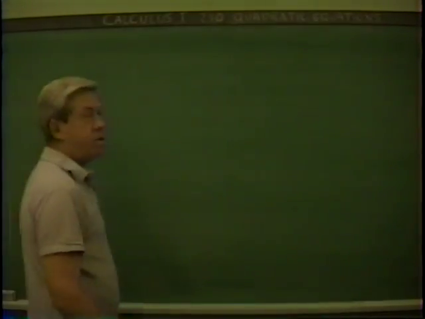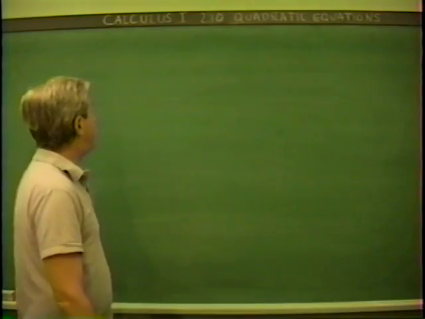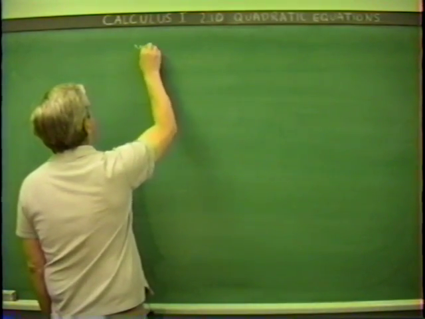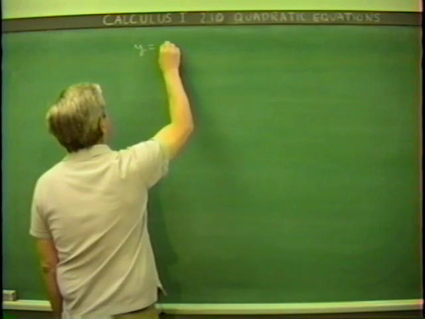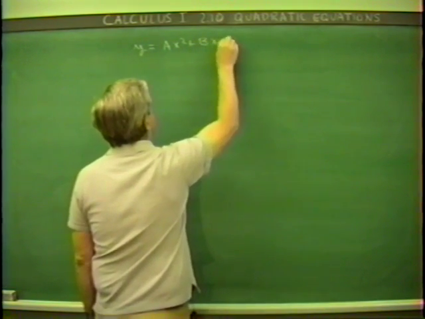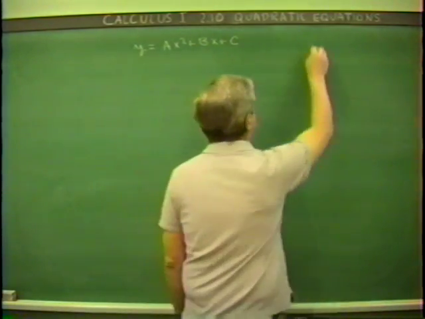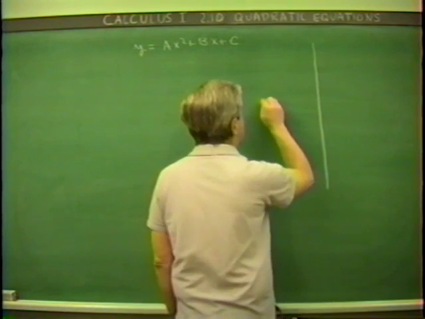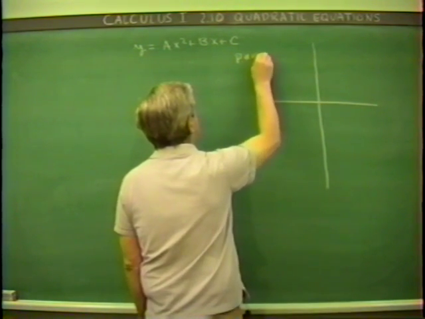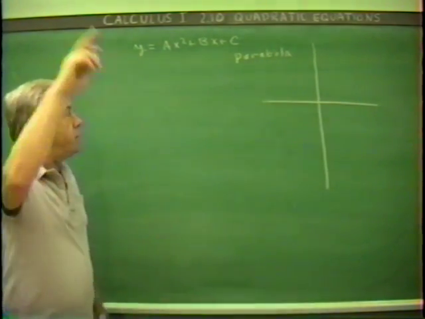We want to look at a particular type of equation called a quadratic equation, and this should be familiar to most people from algebra. It's an equation of the form y equals ax squared plus bx plus c. And the graph of such an equation is called a parabola. It's a U-shaped curve.